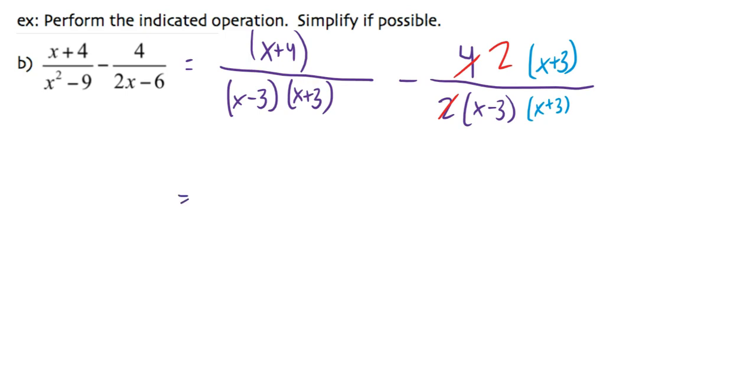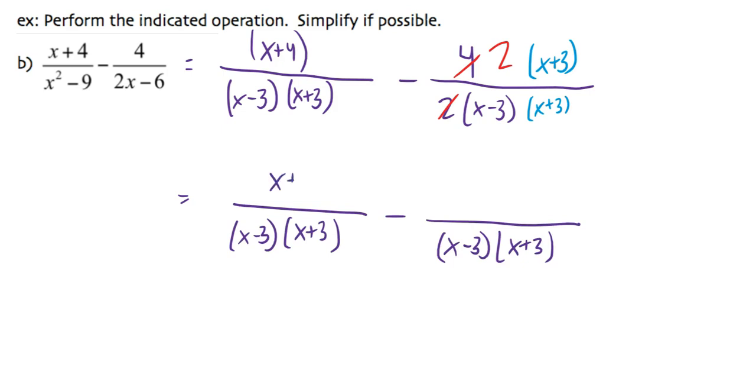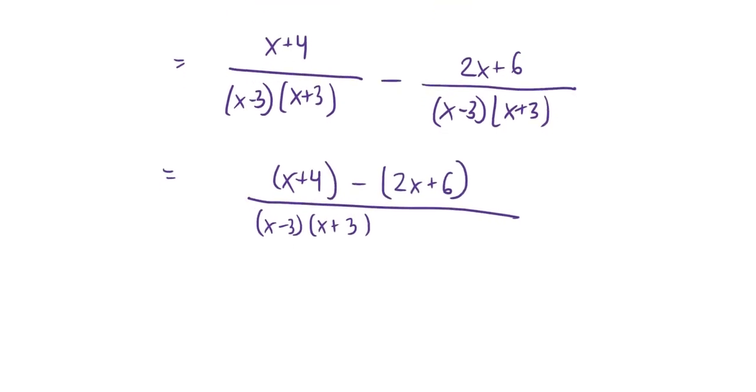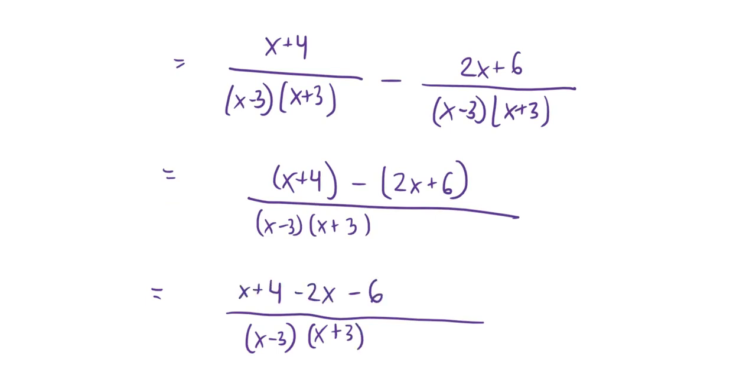This problem, in fast forward, ends up negative x minus 2 over x minus 3, x plus 3. If the numerator factored, I would make sure to factor the numerator so I could see if something cancels, but nothing cancels. Nothing factors out of that, so nothing cancels.